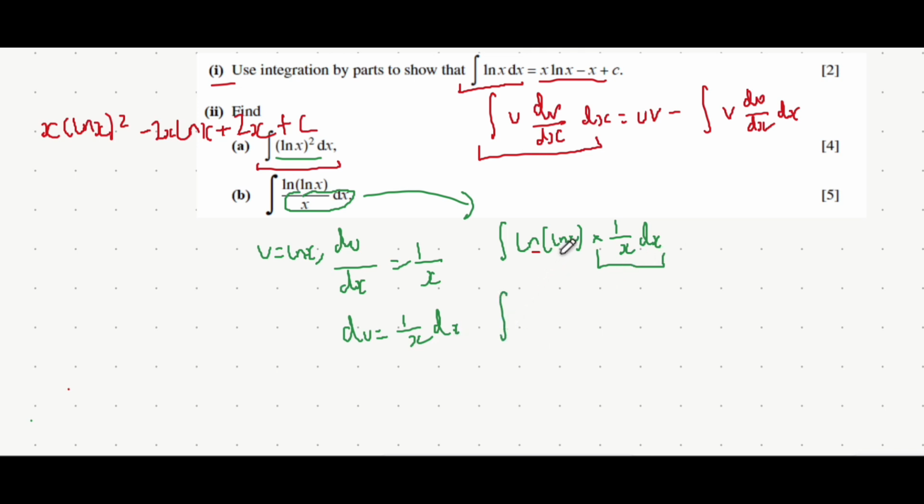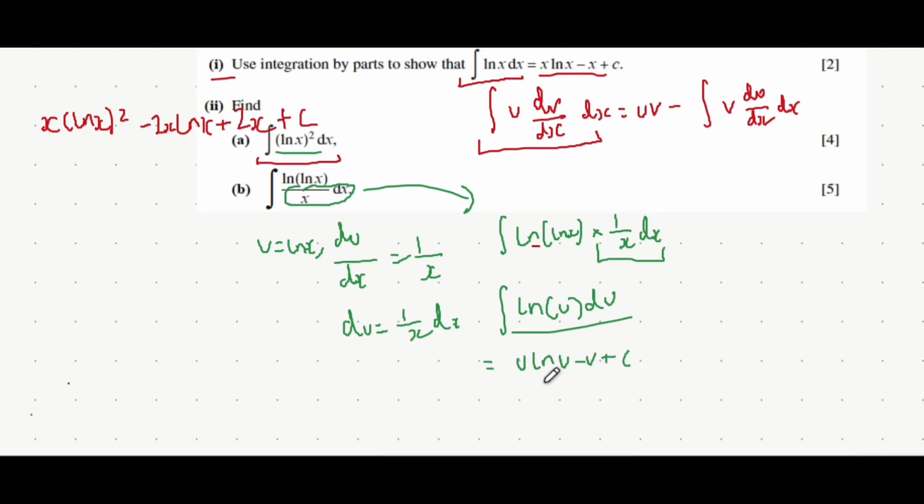Not only that, but you can replace this inner bracket ln x with u, because you introduced it as u before. So now we have the integral of ln u du. We know what this is because we did it in part I of the question, and it specifically made you do it in part I so that you can use it here. So instead of x, everything is just in terms of u, so it's going to be u ln u minus u plus c.